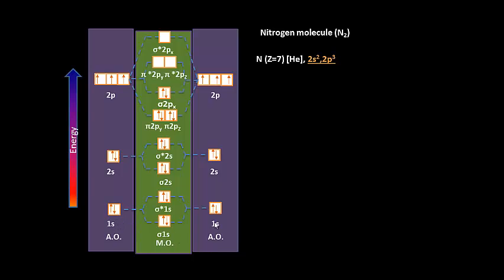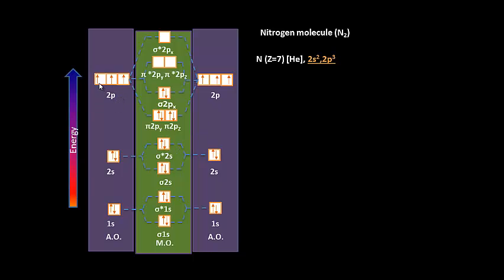In the 1s orbitals, there are total 4 electrons. So these 4 electrons will occupy the bonding as well as anti-bonding orbitals of nitrogen molecule. Similarly, there are two 2s orbitals of these nitrogens and they have 4 electrons in total. So these 4 electrons will occupy the bonding sigma 2s and sigma star 2s anti-bonding orbital.